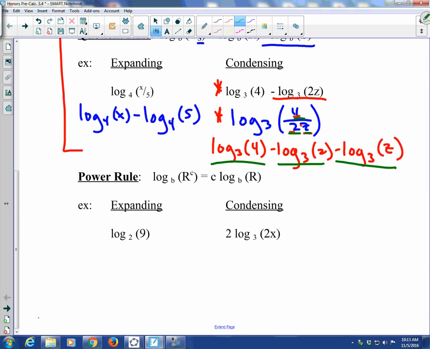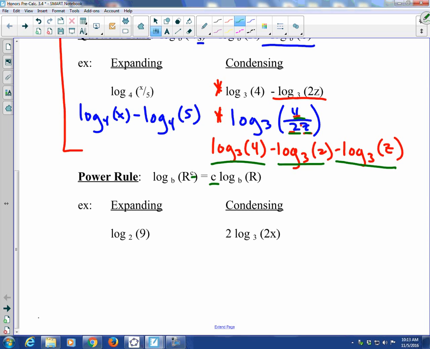And the power rule says that if we've got an exponent inside a logarithm, or a power, right, our expression inside our logarithm raised to some power, we can take that exponent and throw it out front and make it a multiplication in front of our logarithm. So if we've got log base b of r to the c power, we can take that power of c and throw it out front and make it a multiplication in front of our log, so we would have c times log base b of r.